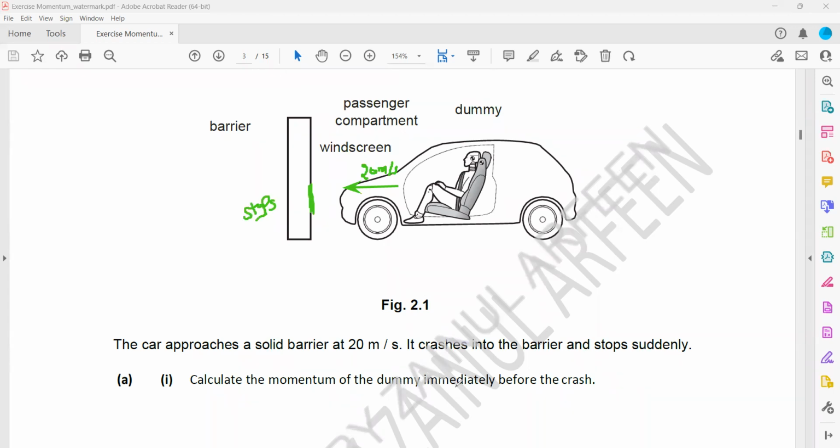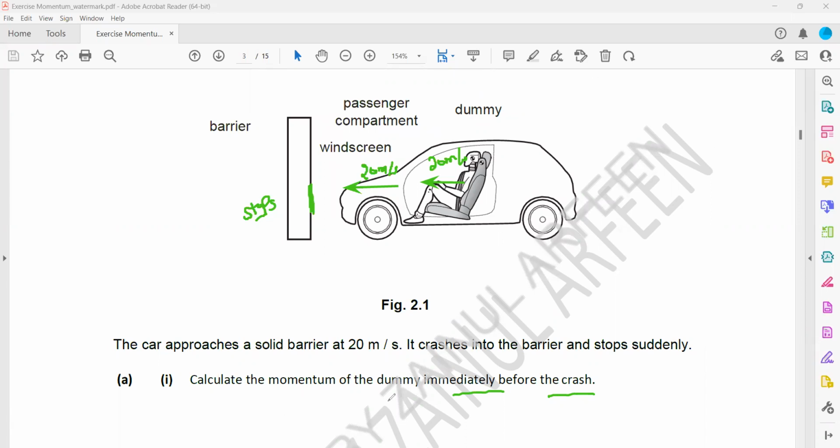Calculate the momentum of the dummy immediately before the crash. Look, if the car is moving at a speed of 20 meters per second, what is the speed of the dummy inside the car before the collision? It will also be 20. Even, for example, if you're traveling on the highway and your car is moving at a speed of 110 kilometers per hour, it means your speed is also 110. So the speed of the objects which are inside is the same as the whole.